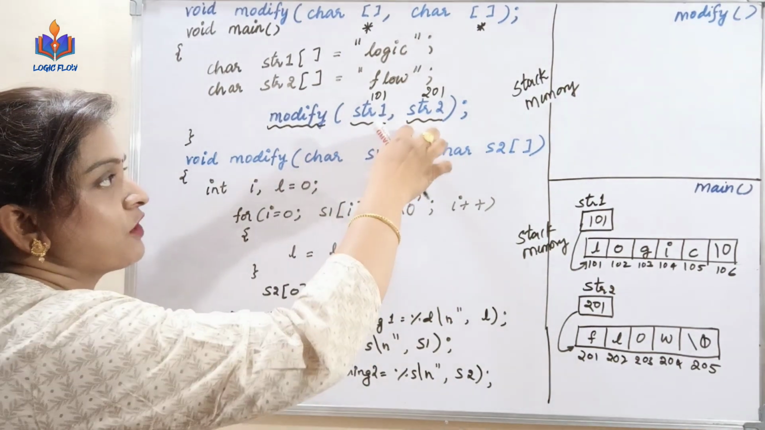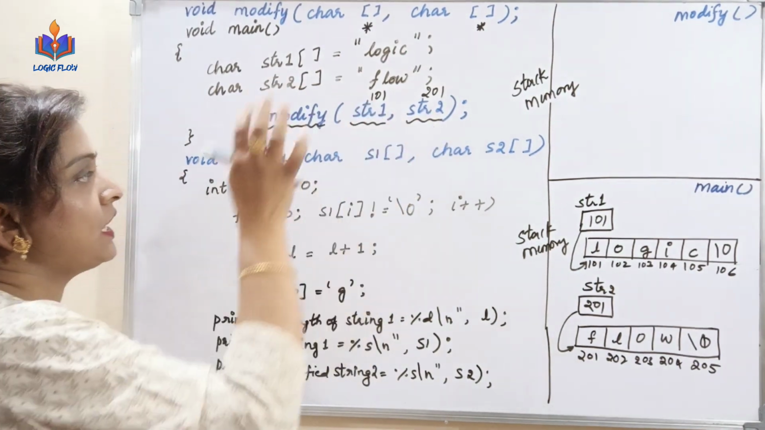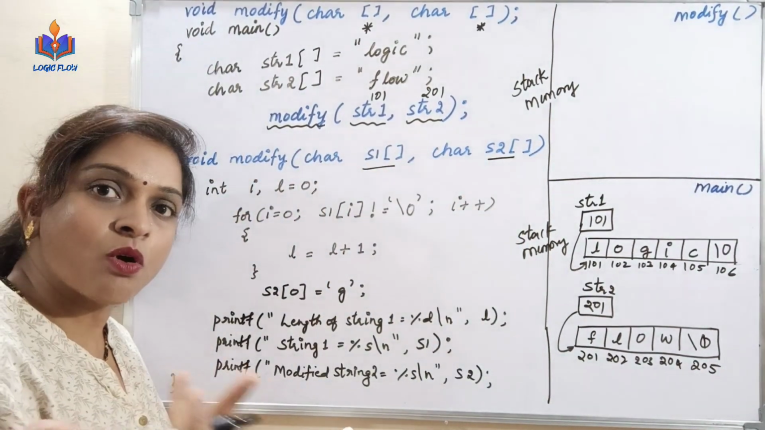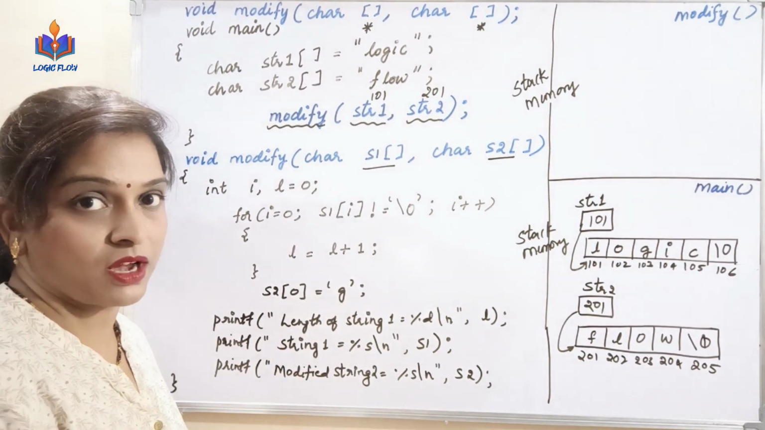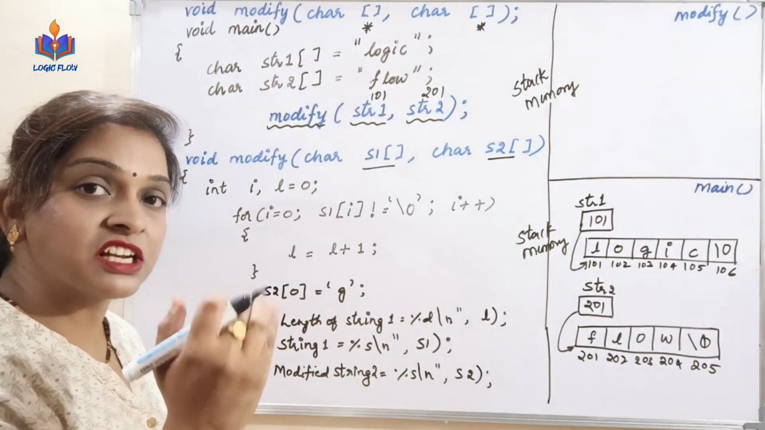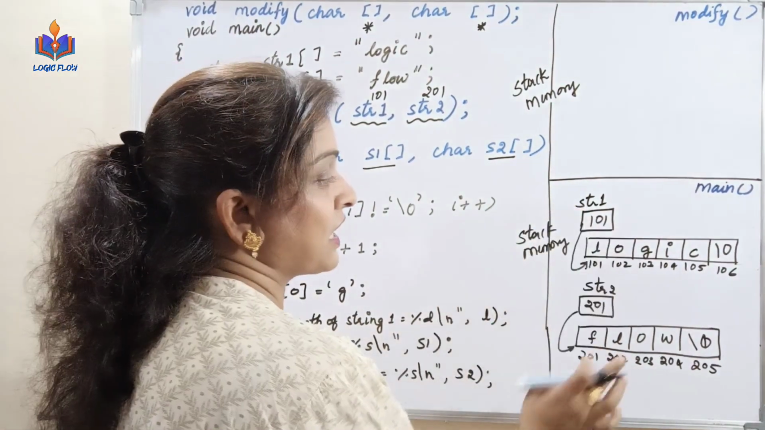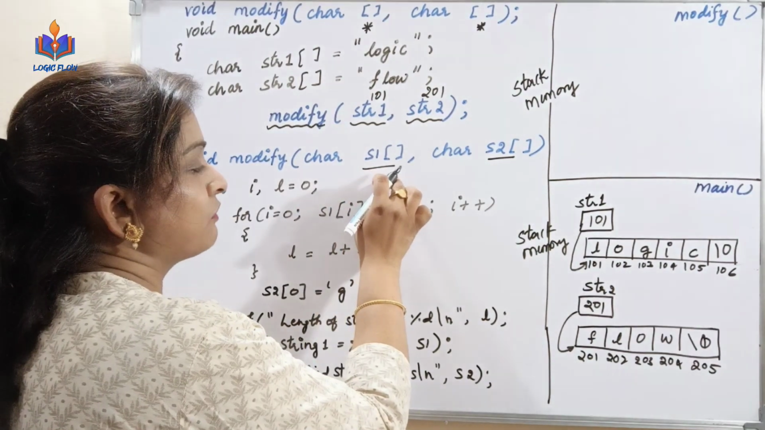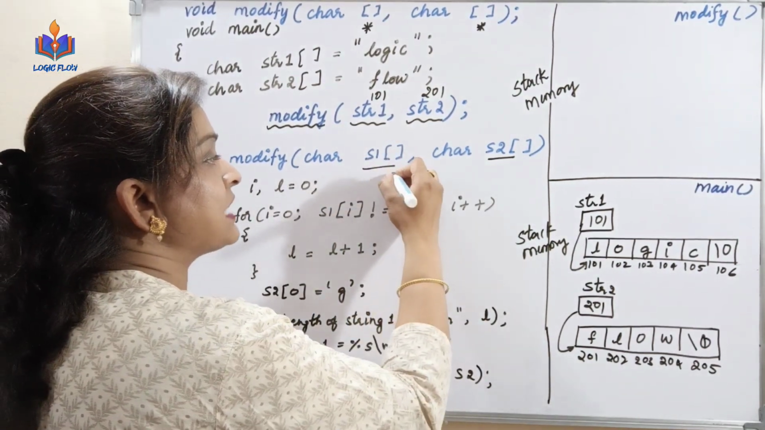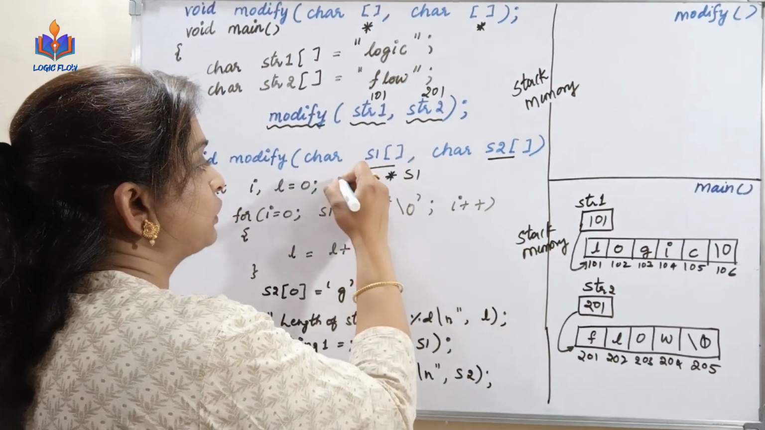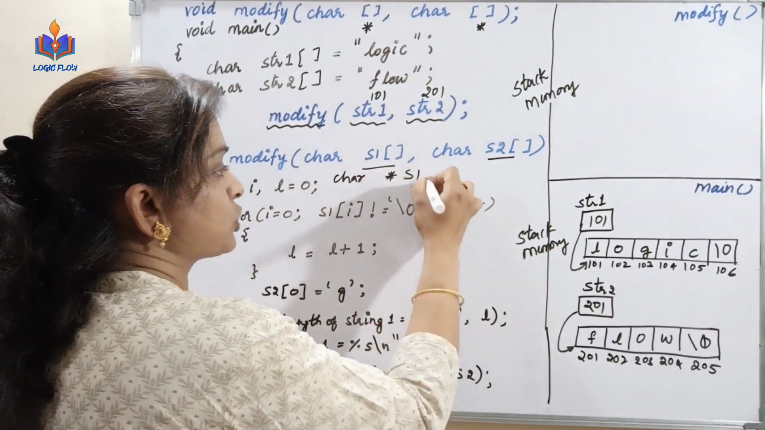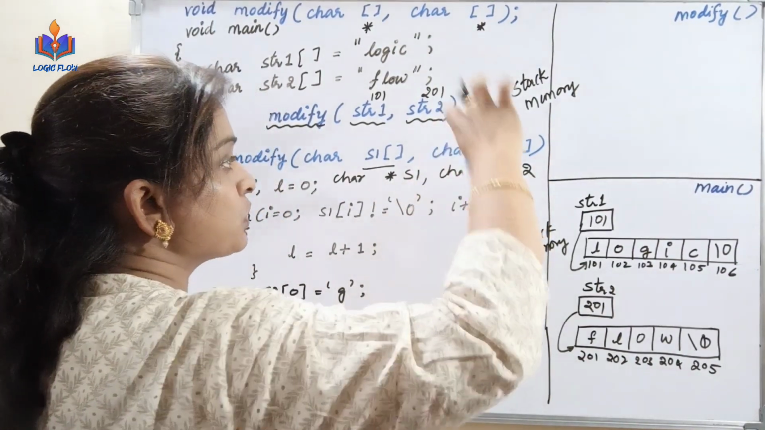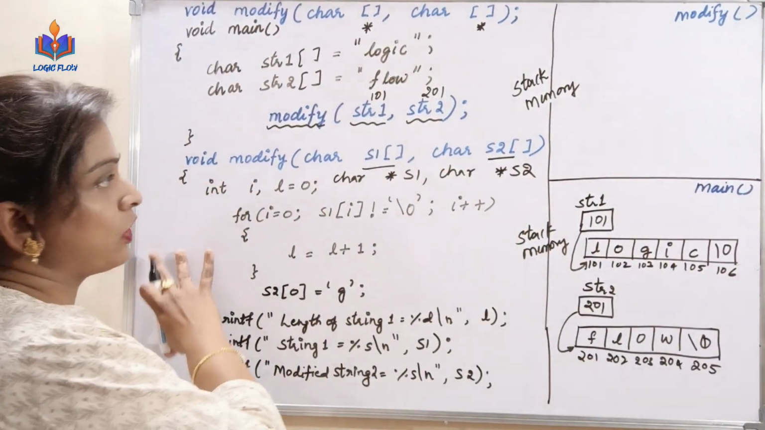Immediately when a function call is encountered, control goes to the declaration part. Here, S1 and S2: what would we think, that they are new arrays? No, it is not a new array. It is not a duplicate array which is receiving the values of str1 and str2, but it's a pointer to character. So the compiler is going to interpret this line as pointers, like this: character pointer S1, character pointer S2. Here we have the stack memory for the modify function.